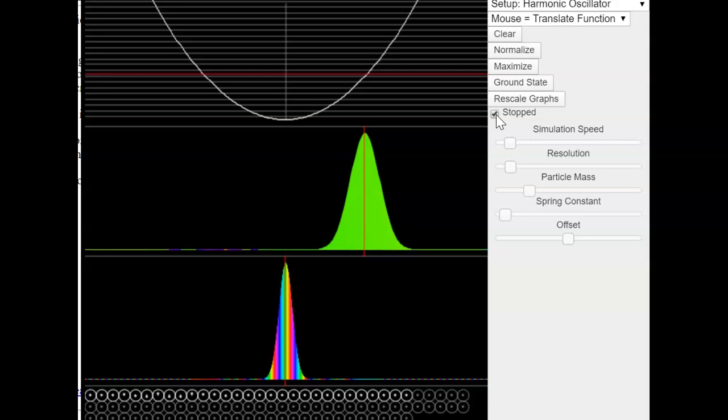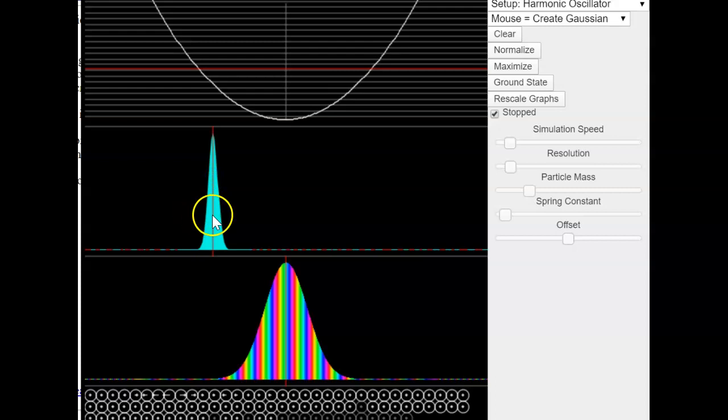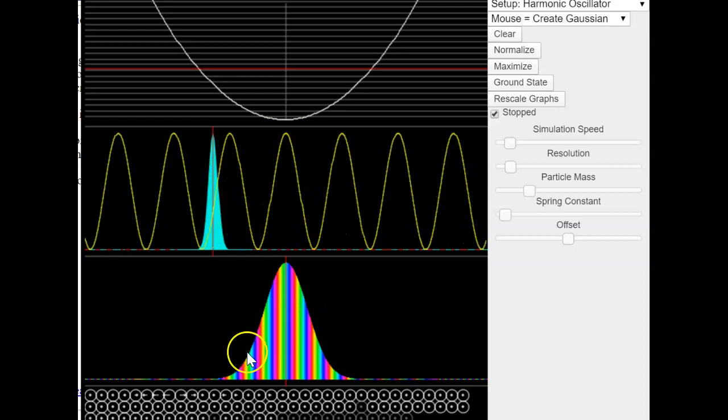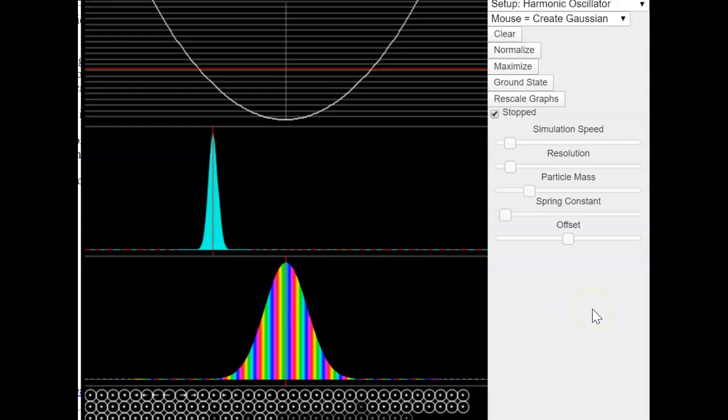We are going to say create Gaussian, and we are going to create a Gaussian in the position distribution. So I'll click here. Notice I have a Gaussian here, and a Gaussian here in momentum. So this is a different way of creating the state, right? Again, we don't know the details of what's happening in the simulation, but we've created a Gaussian in momentum and a Gaussian in position, and notice that again, it's a superposition state.